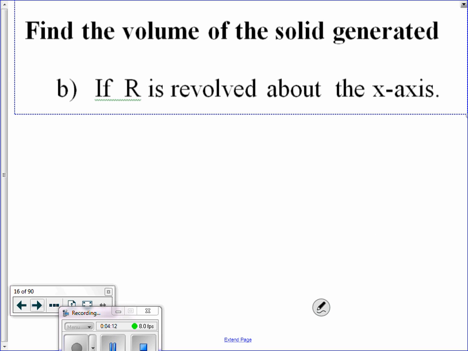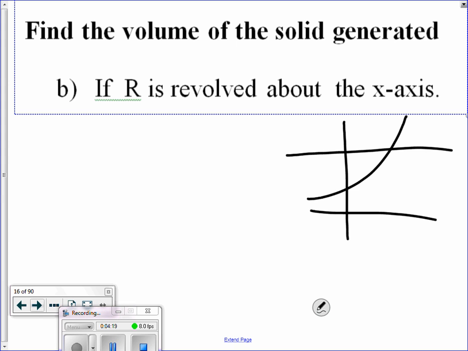All right, so B, now we're going to take that same region and revolve it about the x-axis. So if we revolve that about the x-axis, the first question with a solid of revolution is what? What do we have to check first before I even write down a formula? If there's space, is it disk or washer? So we're going about the x-axis. If you look at the region we're talking about here, is there space between that region and the x-axis? Yeah, so it's washer method.